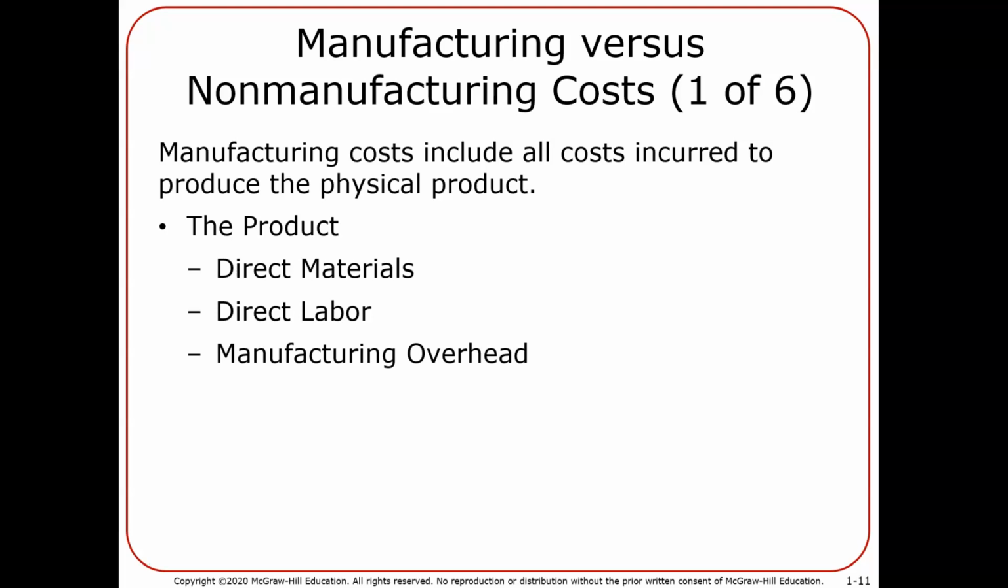Now we'll talk about manufacturing versus non-manufacturing costs. Manufacturing costs include all the costs that are incurred to produce that physical product. And you'll hear this over and over all semester, and we end up using acronyms for it because we say it so much. Direct materials, DM. Direct labor, DL. Manufacturing overhead, MOH. These are the 3 manufacturing costs. DM, DL, MOH. It's really important that you remember this or refer back to it because we'll use it again throughout the semester. So the manufacturing or product costs are DM, DL, and MOH.